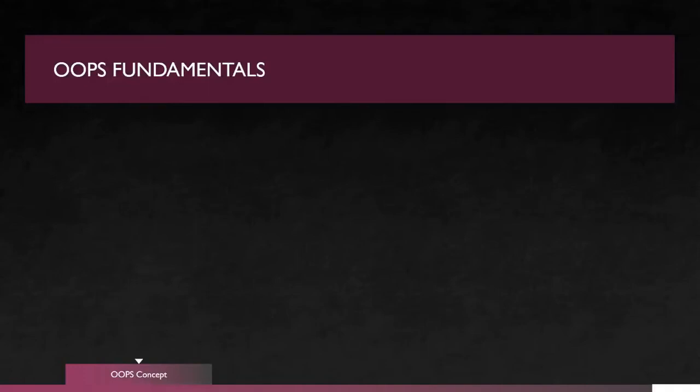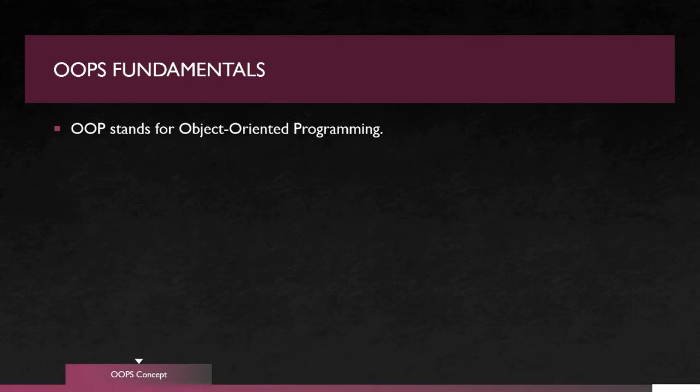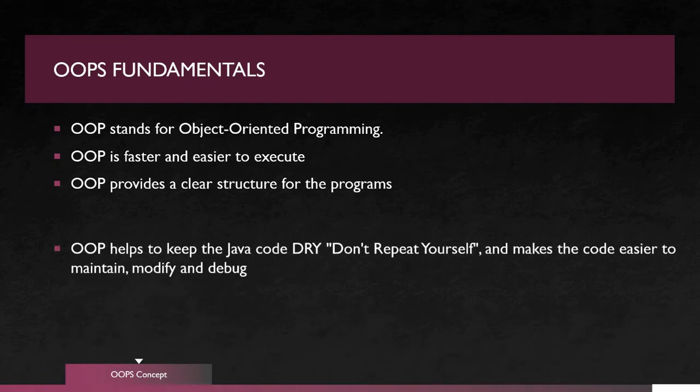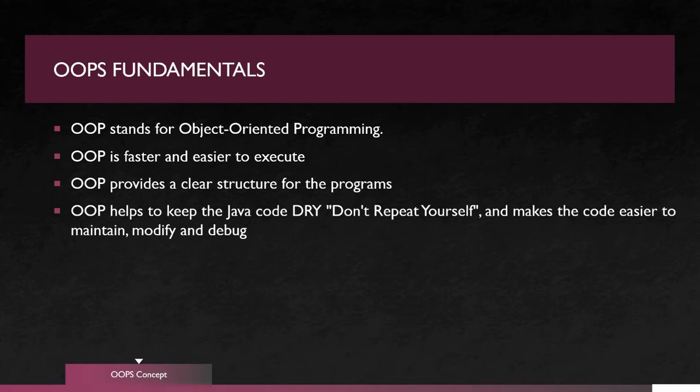So today we will discuss the OOPS fundamentals. What is OOPS? You can say that OOP stands for object oriented programming. It is required for faster and easier access for programming. OOP provides a clear structure of the program, and that is the reason why it helps.